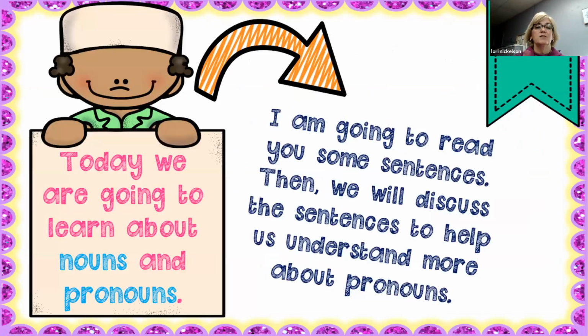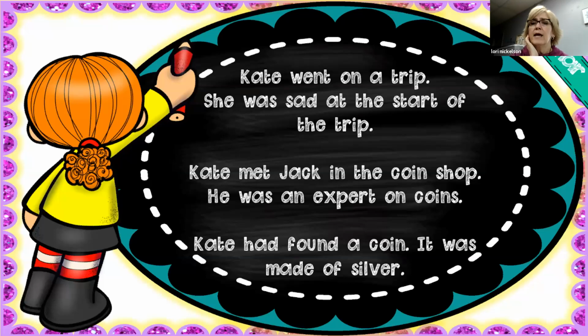All right, so today we're going to learn about nouns and pronouns. I'm going to read you some sentences, and then we're going to discuss the sentences to help us understand more about pronouns. Kate went on a trip. She was sad at the start of the trip. Kate met Jack in the coin shop. He was an expert on coins. Kate had found a coin. It was made of silver.